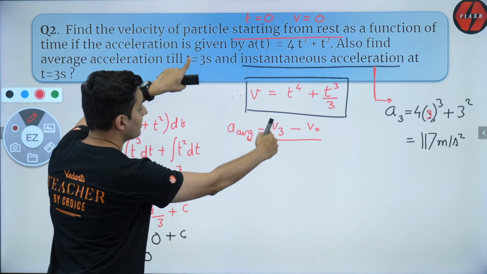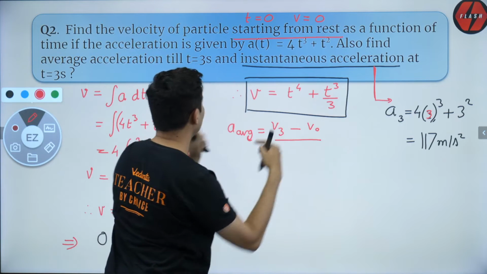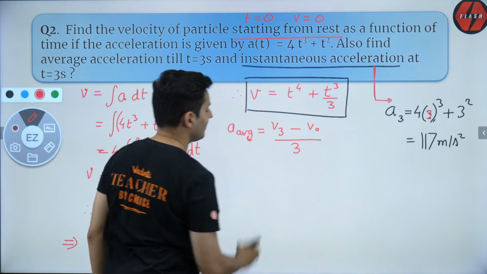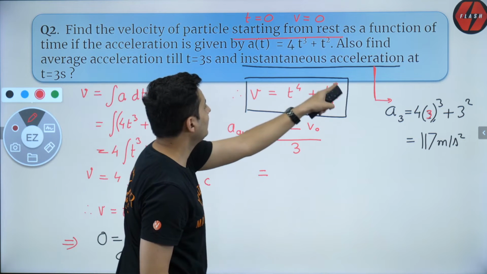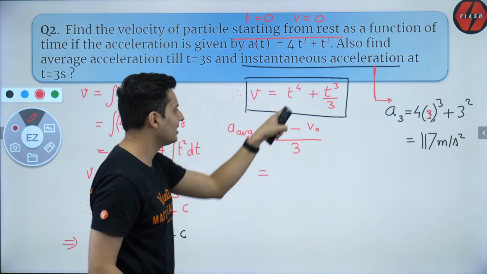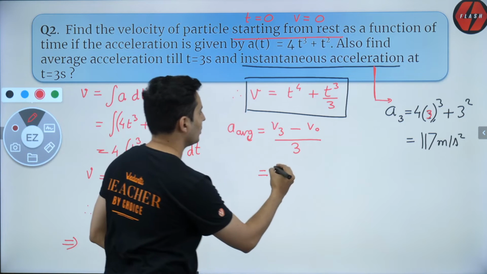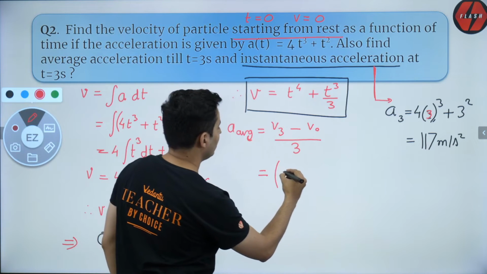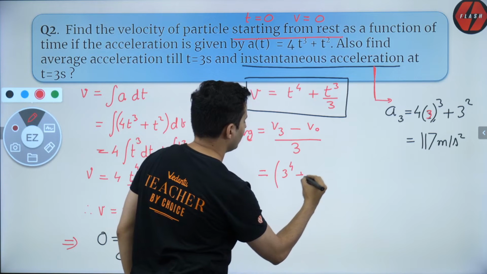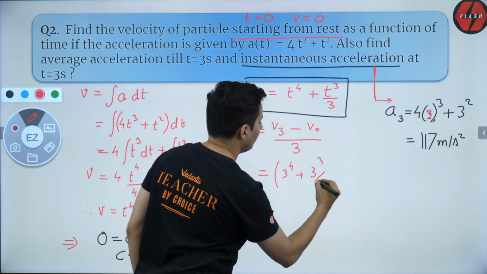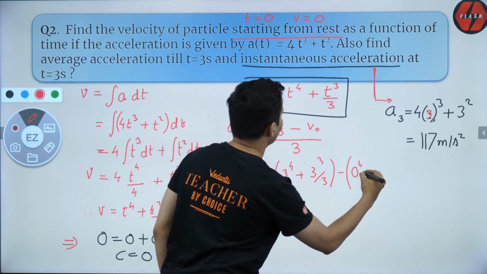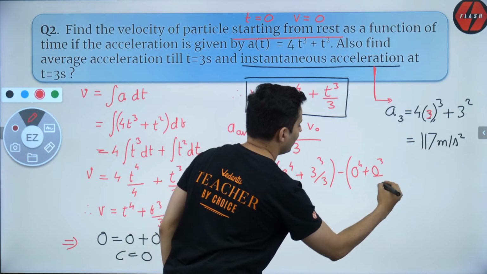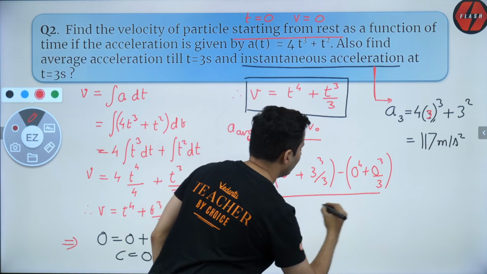So till 3 seconds, that is final, and 0 seconds will be initial. Upon the time taken is 3. That's it. So just substitute everything. In this equation, we have already found the velocity equation. Just substitute time as 3. So you will get 3 raised to 4 plus 3 cube divided by 3, minus, substitute 0, 0 raised to 4 plus 0 cube by 3, divided by 3.